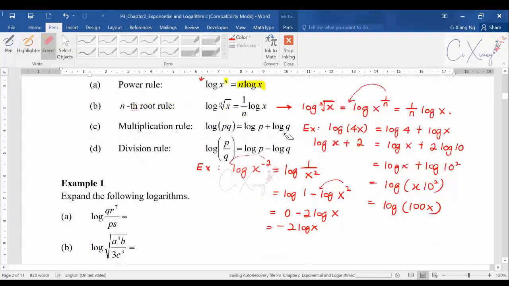Okay, so if no problem, then maybe you can have a try. Example one is where they want you to expand the expression into log functions. And you can try example two also, where they want you to combine them to become one single log.